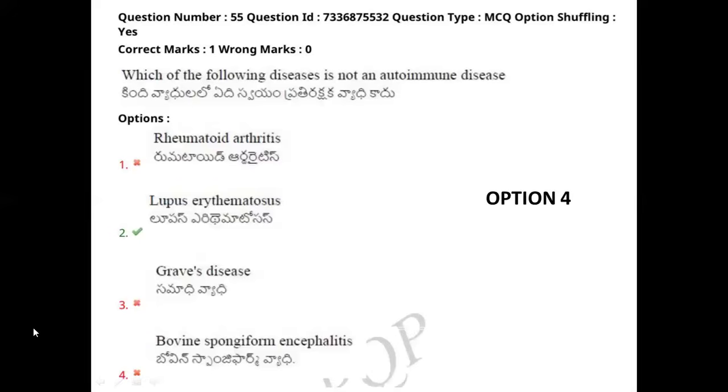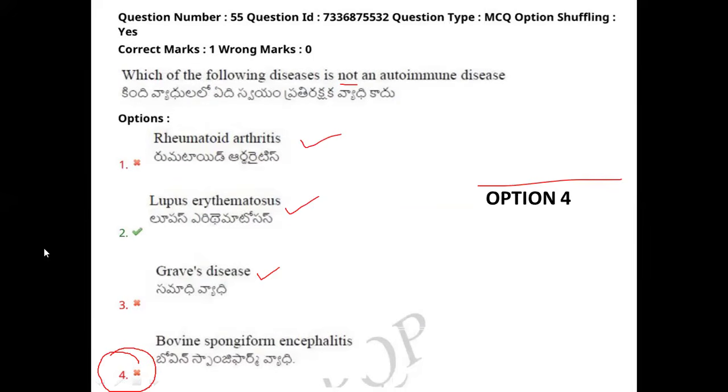Next. Now, which of the following diseases is not an autoimmune disorder? So arthritis is an autoimmune disorder. Lupus erythematosus is an autoimmune disorder. Graves' disease is an autoimmune disorder. But bovine spongiform encephalopathy is not an autoimmune disorder. It is a neurological disorder. So ఇది కూడా తప్పించారు. So option 4 is the correct.